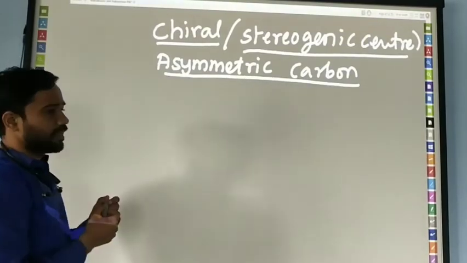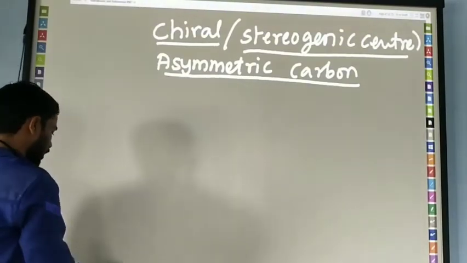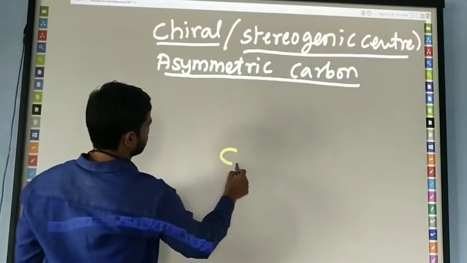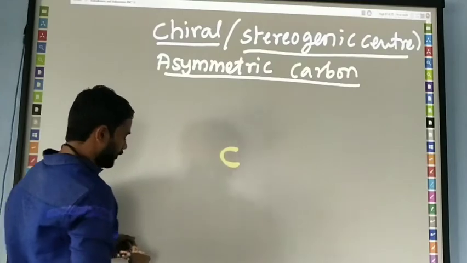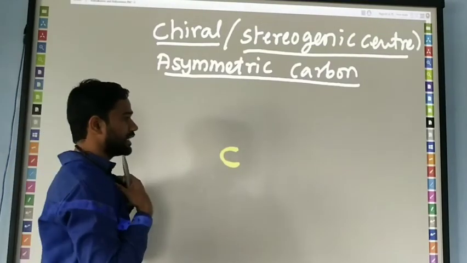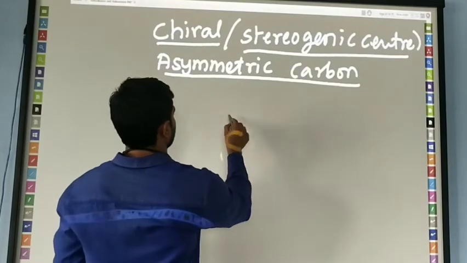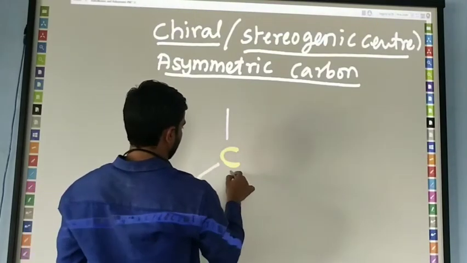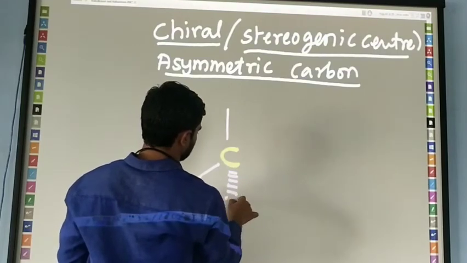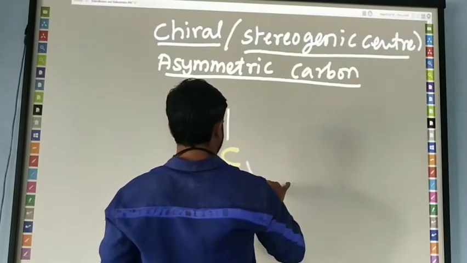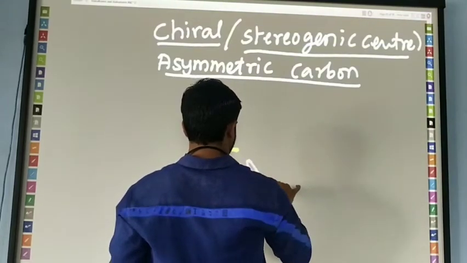Let me take an example. What do you mean by asymmetric or chiral? Let me consider this is your carbon. We already know that every carbon element possesses four valencies, known as tetravalency. Every carbon will possess four valencies like this. It is a wedge, a dash, and there is a wedge here.